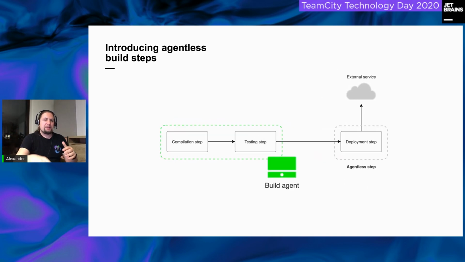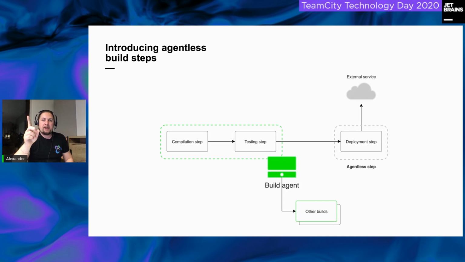And well, in TeamCity 2020.2, we're doing just that. Now, your builds can send a special instruction to release the agent, and the agent becomes available so it can run other builds. And this remaining step, it completes in the agentless mode.